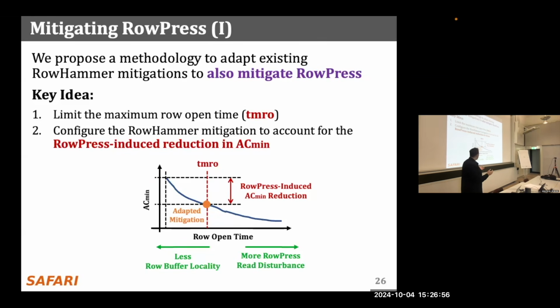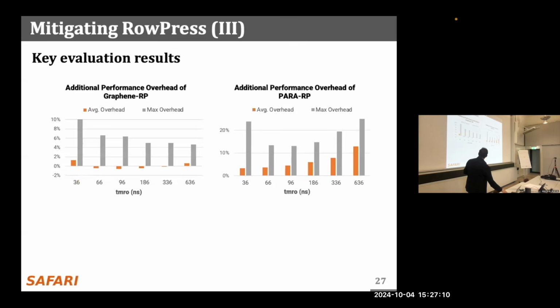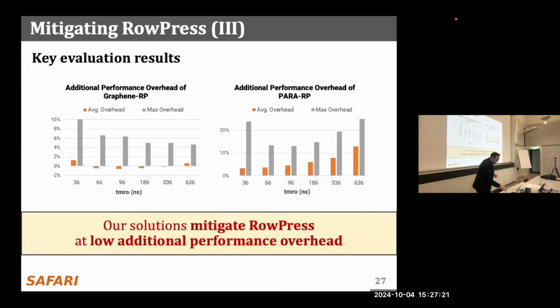There's another paper in the field that will be published in MICRO this year, next month, called Impress, that does that. These are our evaluation results. We adapt two of the existing RowHammer mitigation mechanisms, Graphene and PARA, with this change. And here are our performance overhead results. We conclude that our solutions mitigate RowPress at low additional performance overhead.